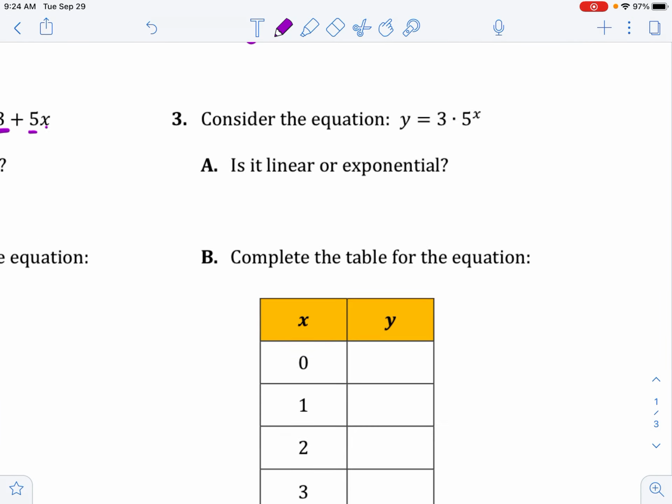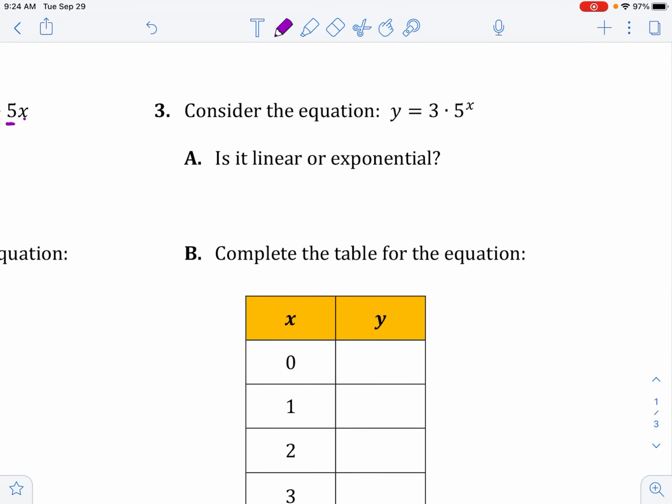Okay, next one. Consider the equation y equals 3 times 5 to the x. Is this linear or exponential? This is in the form y equals a times b to the x, so this is an exponential equation. Complete the table. I need to plug in 0 for x. So what I'm doing here, I want you to think about this 2 ways. It's 3 times 5 to the 0 power.